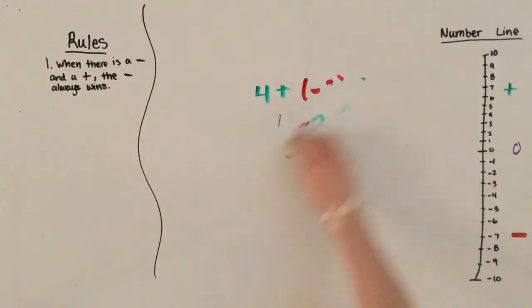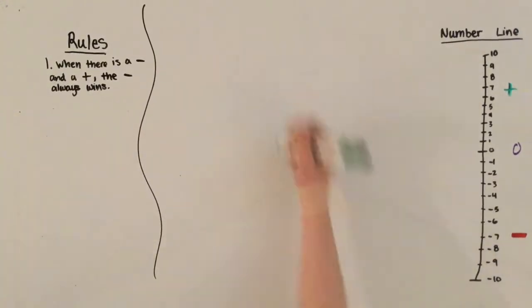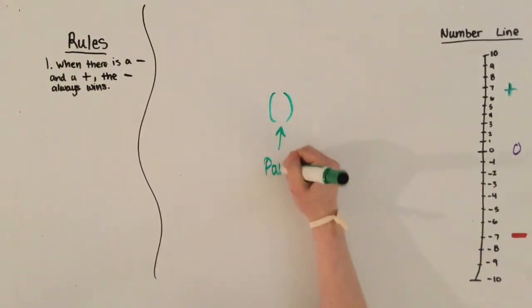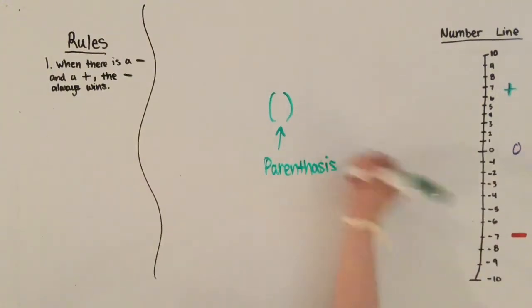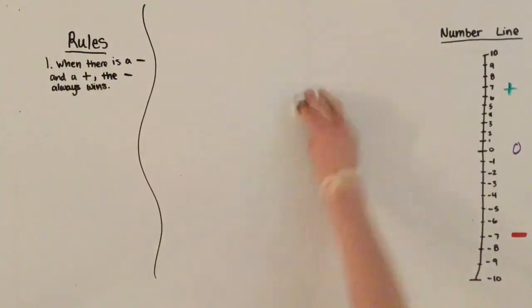Just a side note, those parentheses around the negative 2 are only there to separate the two signs and don't actually change the meaning of the whole problem, so don't worry about them.